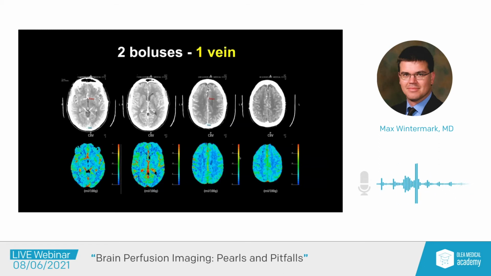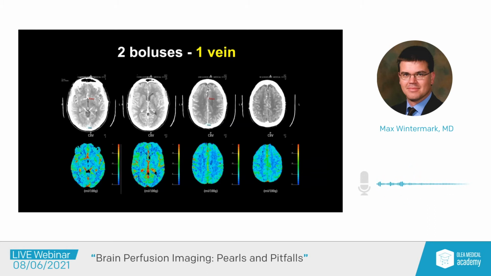You can fix that problem by using the same venous output function for all 4 slices, and you can see that now you get much more realistic CBV values, again in the range of 4 to 8 cc per 100 gram. So again, something to be aware of, because we use then the CBV information to calculate the CBF, and we use the CBV and the CBF to delineate the infarct, the ischemic core. And so that has some very important implications.